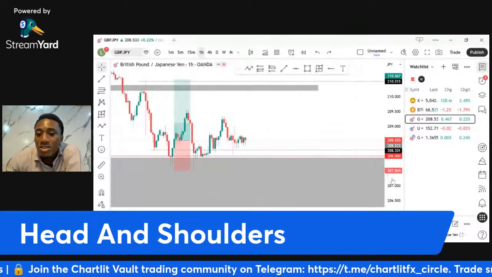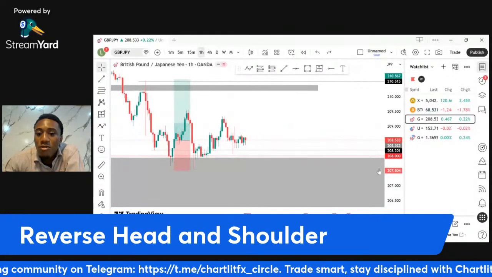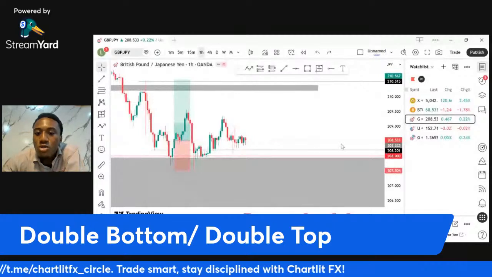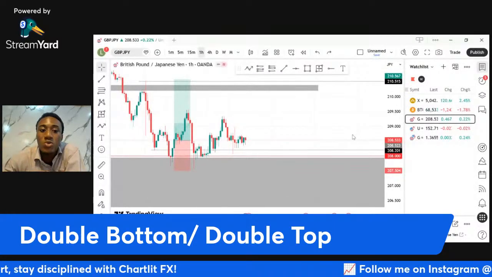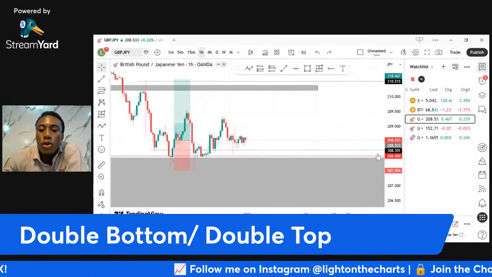Then we have the head and shoulders, we have the flag pattern, but I don't use all of these. I only focus on the double bottom and the double top. These are the chart patterns we're going to be focusing on, because these are the ones I really focus on, right? So now, the double bottom chart pattern.